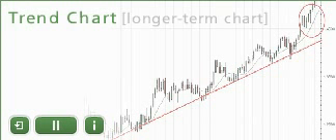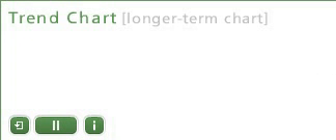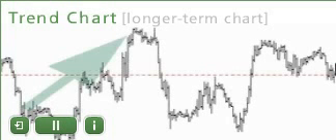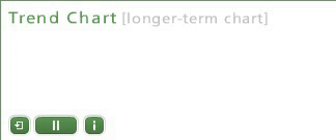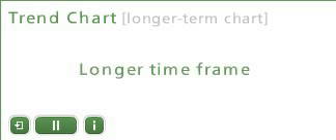trade with. If the currency pair in the trend chart is trending upward, you should be looking to buy the currency pair. If the currency pair in the trend chart is trending downward, you should be looking to sell the currency pair. You can choose whichever time frame you would like to use for your trend chart, as long as it is a longer time frame than the time frame you use for the charts you normally trade from.